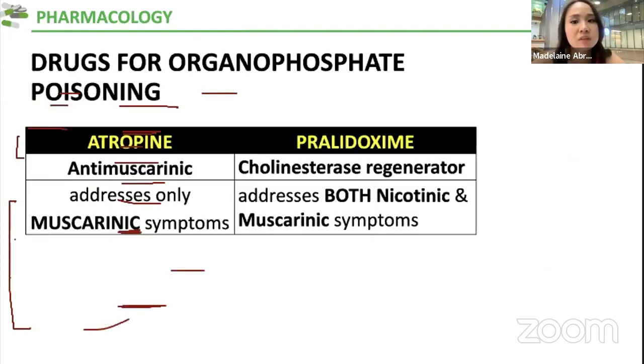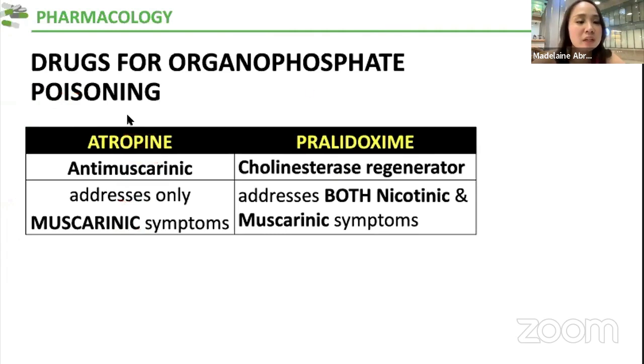So, antidotes natin for organophosphate poisoning are your atropine versus your pralidoxime. So, your atropine, again, ulit-ulit tayo, is an antimuscarinic. Your pralidoxime naman, ito yung emphasize ko, it addresses both nicotinic and muscarinic symptoms ng organophosphate poisoning. Bakit? Because your pralidoxime regenerates your cholinesterase. How? Si organophosphate ay acetylcholinesterase inhibitor.